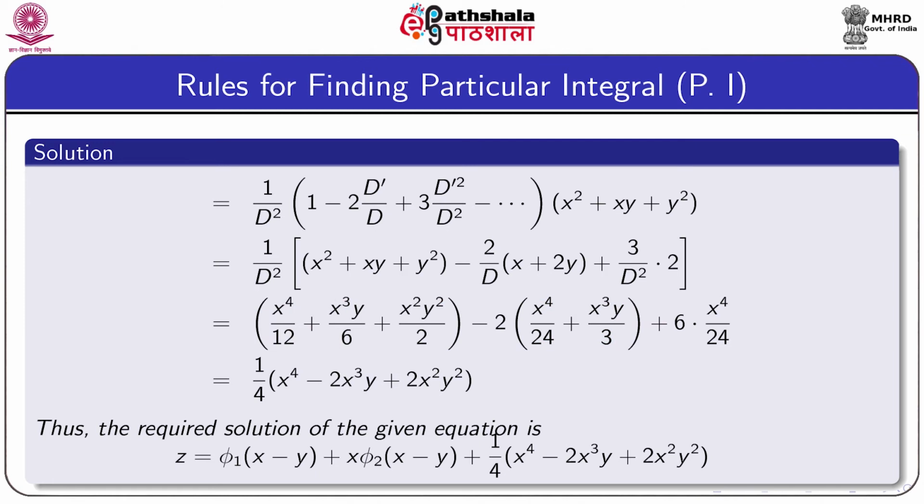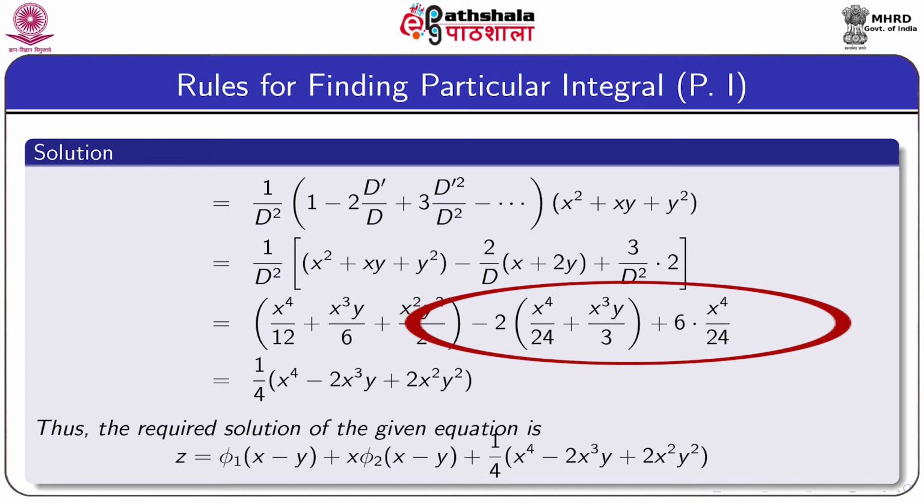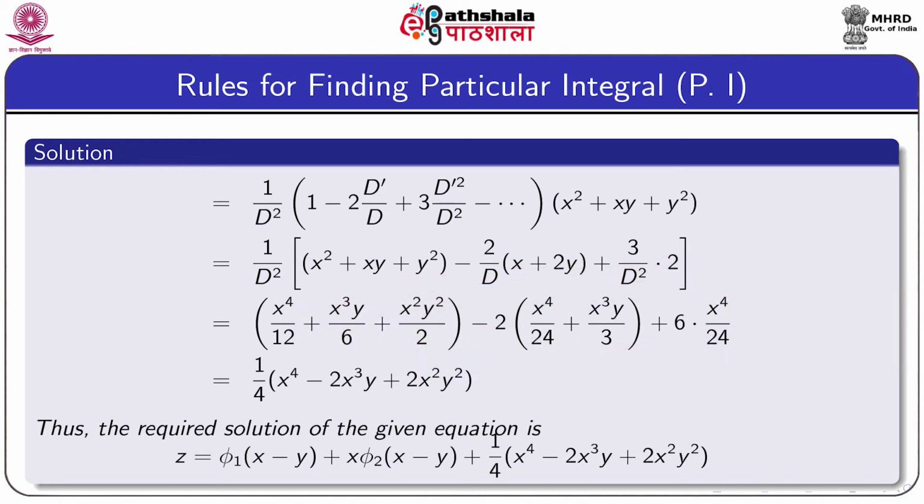Now, come to the second term, 2 by D operating on x plus 2y, that means you have to operate 2 by D cube on the term x plus 2y. So, it gives minus 2 into x to the power 4 by 24 plus x cube y by 3, and the last term gives the fourth time integration on the function 2. So, it is nothing but integration of 1 with respect to x. So, it gives x to the power 4 by 24.